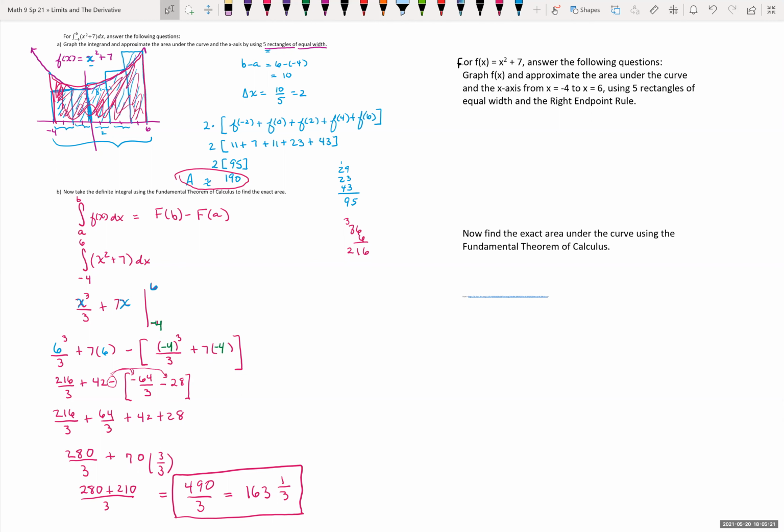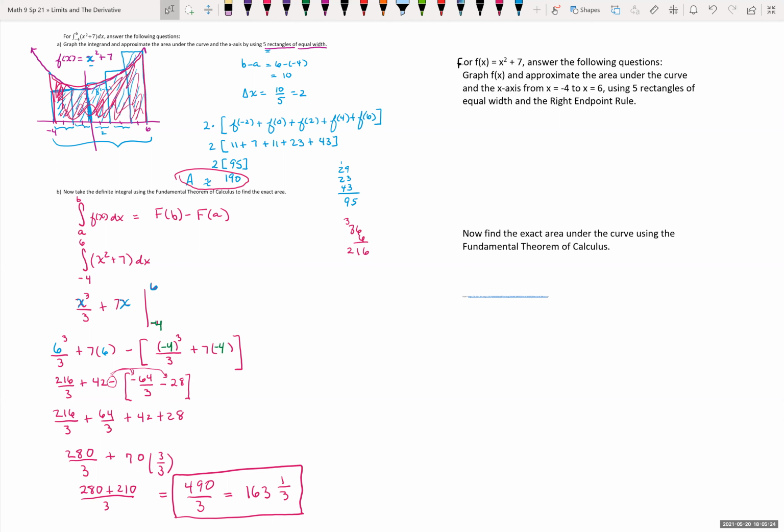So that other version of the exam, that question was almost identical. It just was worded a little differently. And it said for f of x equals x squared plus 7, answer the following questions. Graph f of x and approximate the area under the curve and the x-axis from -4 to 6 using 5 rectangles equal to the width and the right endpoint. So I'm so happy I chose the right endpoints when I did this.